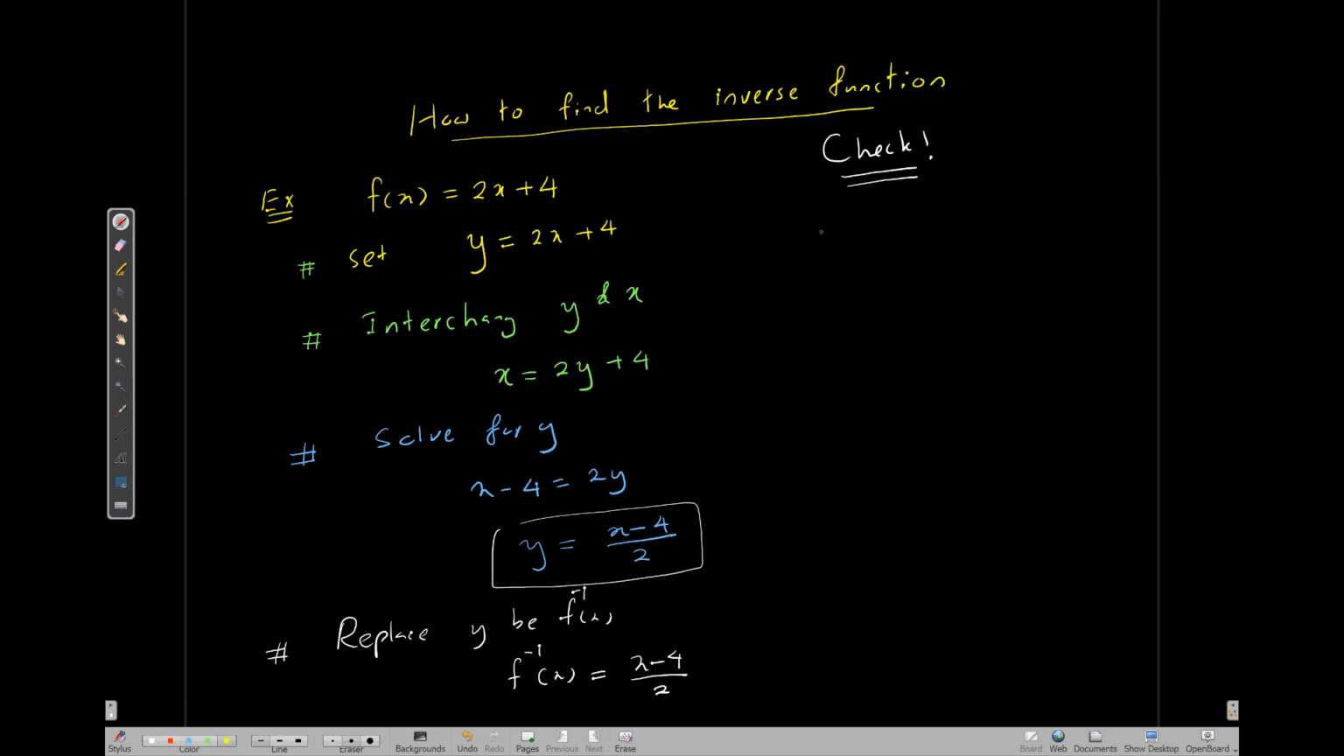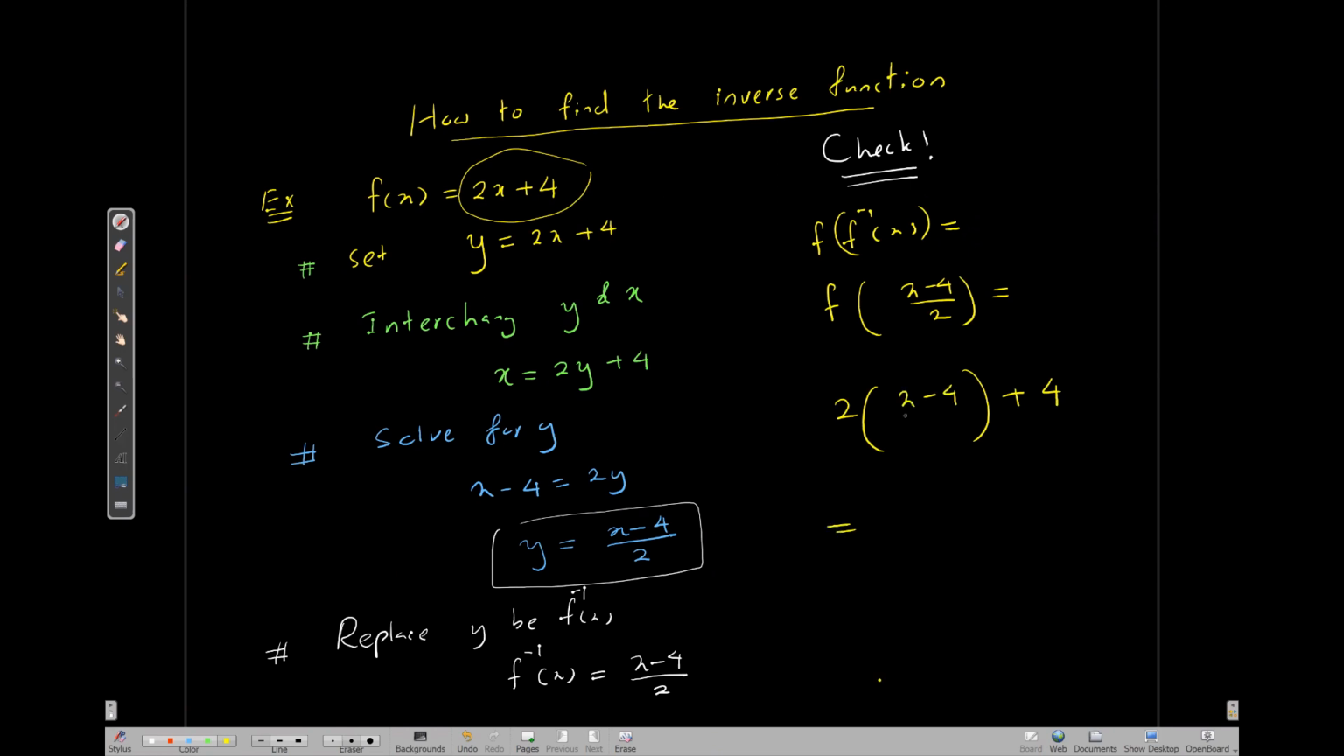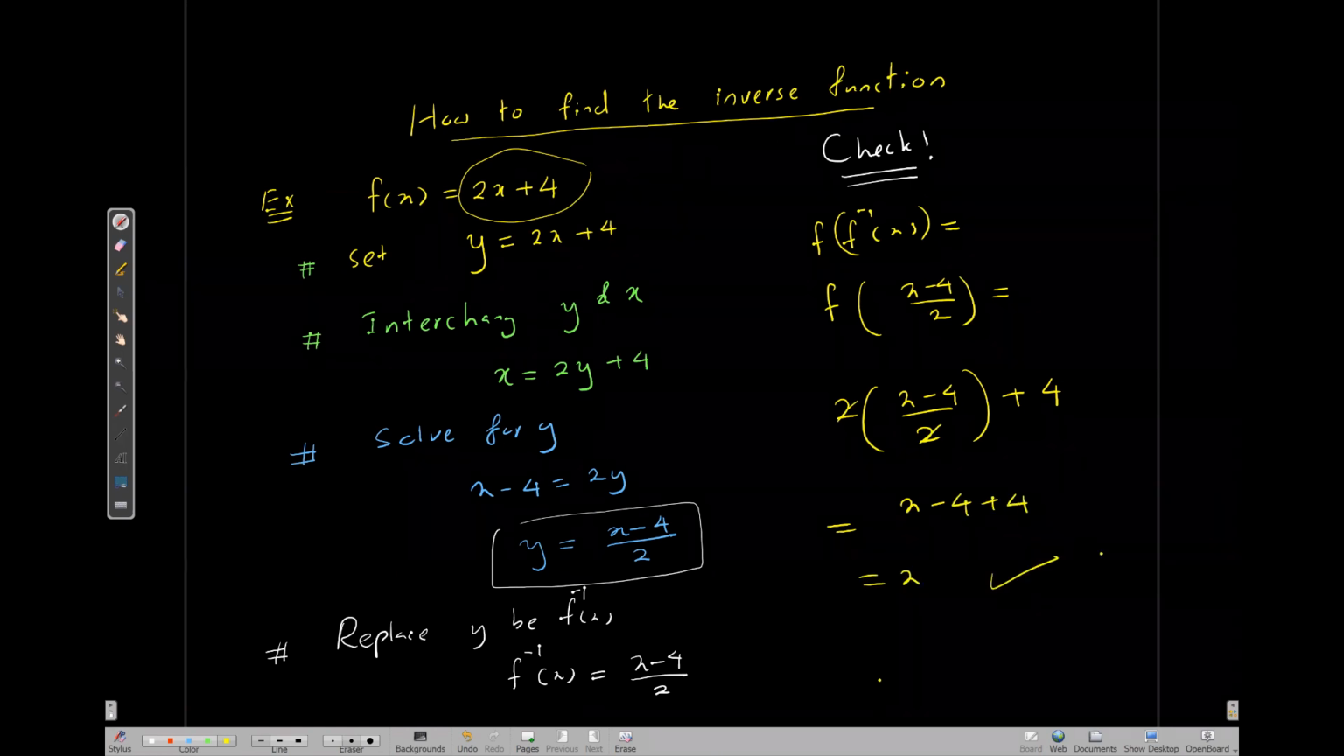You can check it by f of f inverse of x, and also the other way around, but let's just check this way. f of f inverse of x is this, and what f of x does, see, is 2 times whatever you throw in, and then plus 4. So here, x minus 4 over 2, this 2 will cancel, so you have x minus 4 plus 4, you get x. So actually this is the inverse function.